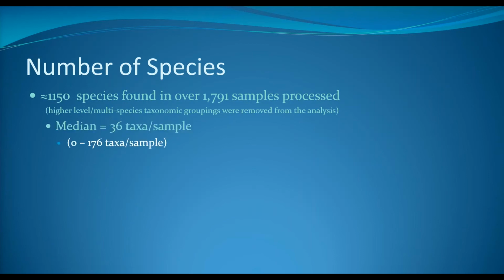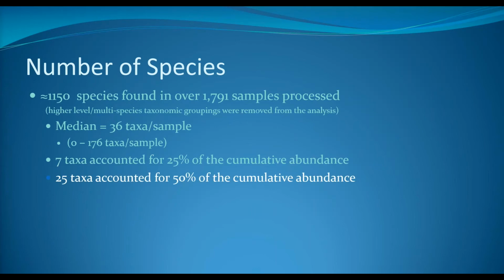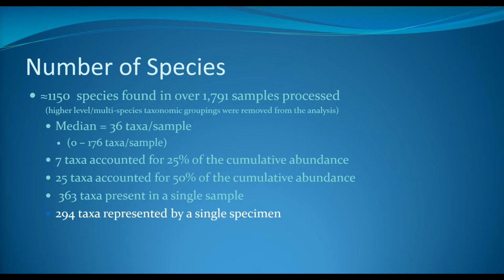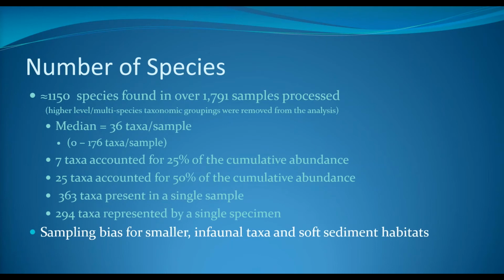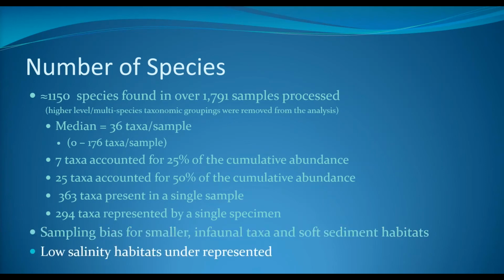The median number of taxa that we find per sample is around 36, but it ranges from 0 to 176 taxa per sample. But even with that high diversity, 7 taxa accounted for 25% of the cumulative abundance, and 25 taxa accounted for 50% of the cumulative abundance. 363 taxa were present in a single sample, and 294 taxa were represented by a single specimen over a 25-year period. So we have a lot of rare taxa and a few really dominant taxa.